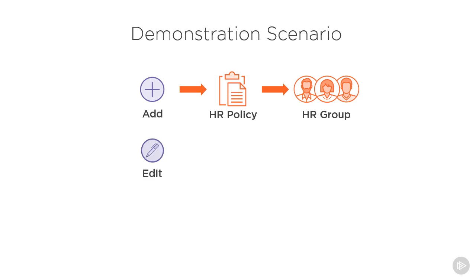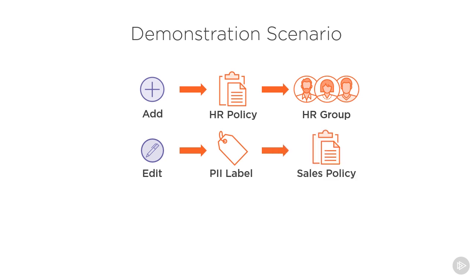We're also going to be asked to edit an existing policy. If you'll remember in the labels module, we updated the personally identifiable information label to include Canadian personally identifiable information. Now in this scenario, the sales group needs access to this brand new label because they're going to start working with some Canadian clients. And so we're going to add this label to the existing sales policy that's already in Azure Information Protection.